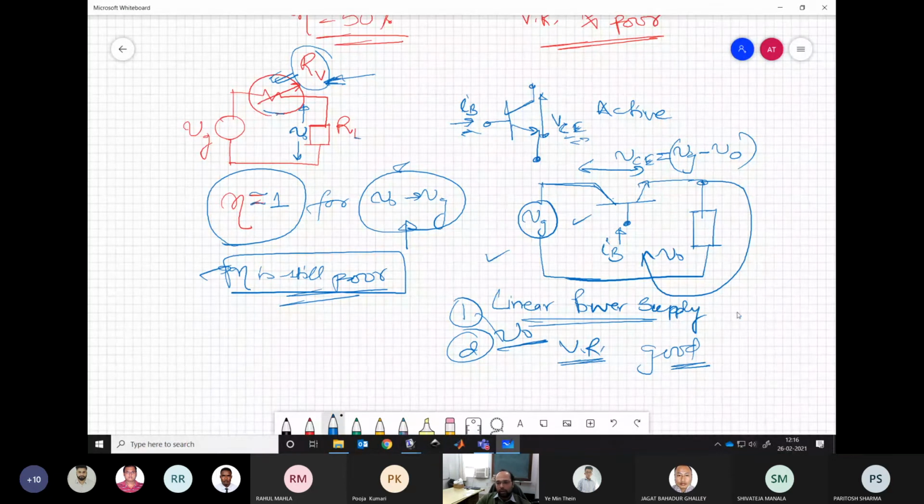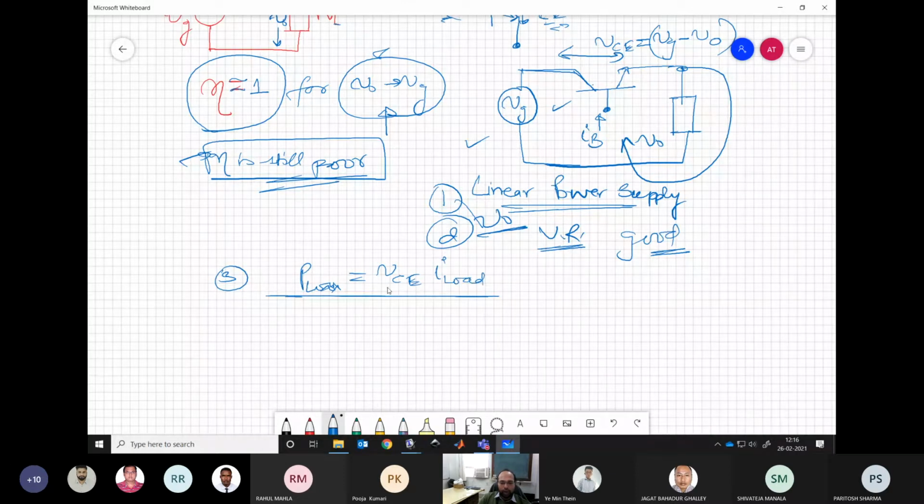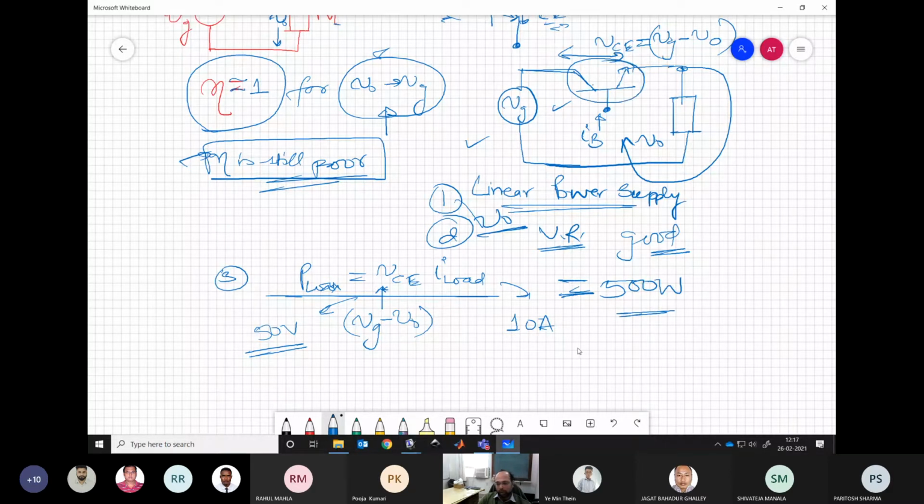So these two things are satisfied. But the third and another important aspect, efficiency: there is always a power loss which is equal to VCE times I load. If your VCE has a good value, let us say we are talking about Vg minus V0, typically of the order of 50 volts, and we are drawing something like 10 amps, then our power loss is 500 watts in that power transistor, which is a huge amount of power getting dissipated in this device.